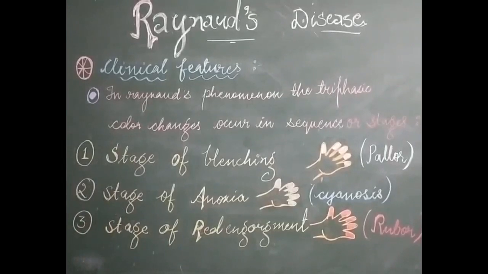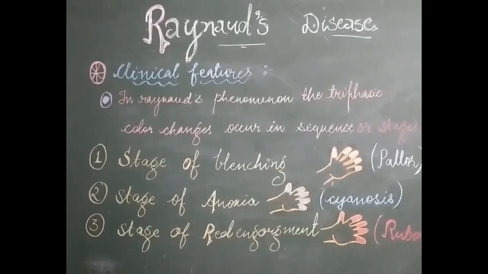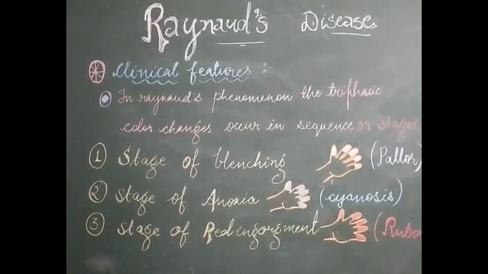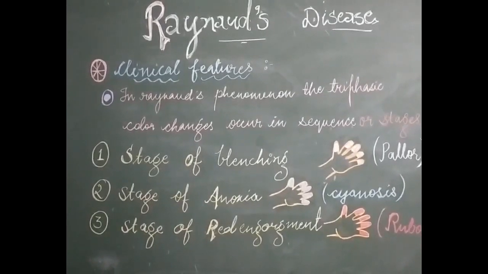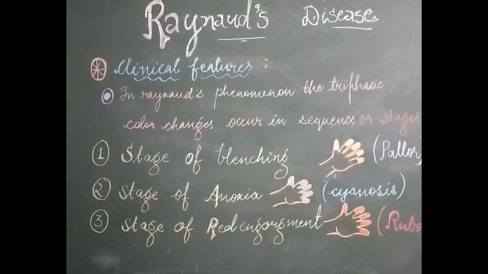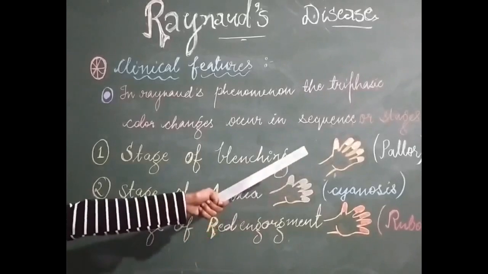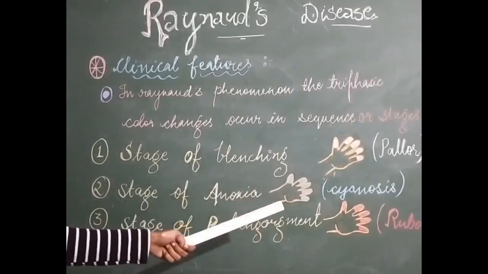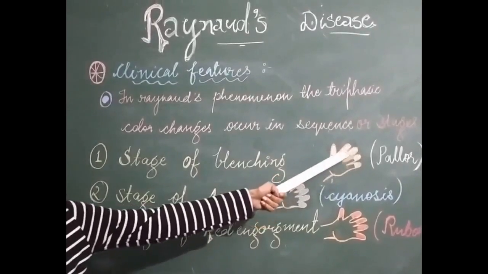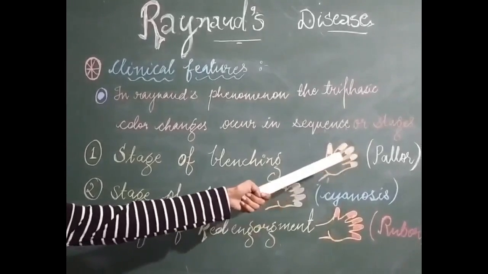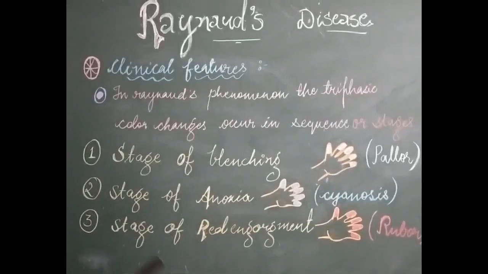In the stage of blanching, when there is exposure to cold, the spasm occurs in the digital arteries, and the digital arteries are present in the hands, and due to the spasm, the blood flow is stopped or the blood supply gets altered in the digital arteries. So it causes pallor in the fingers of the person. As you can see in the picture also, the whitish color occurs in the fingers, and the white color or the pallor starts from the tip of the finger and the person experiences numbness in the fingers.